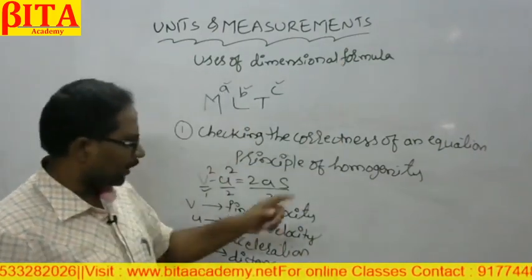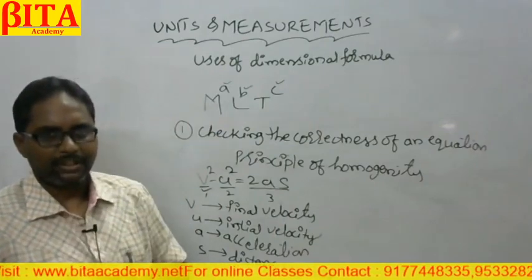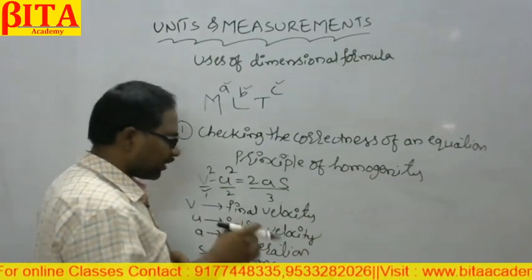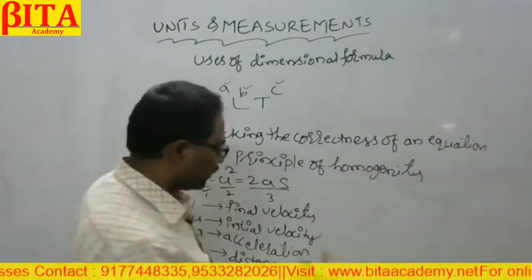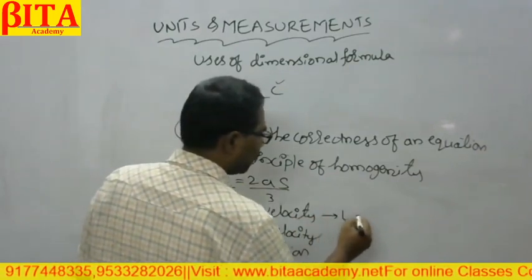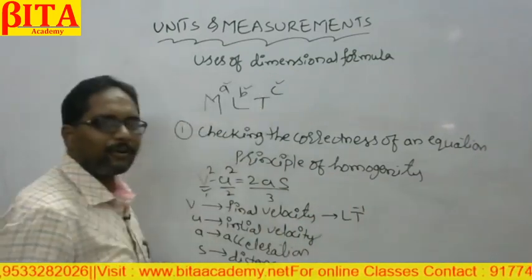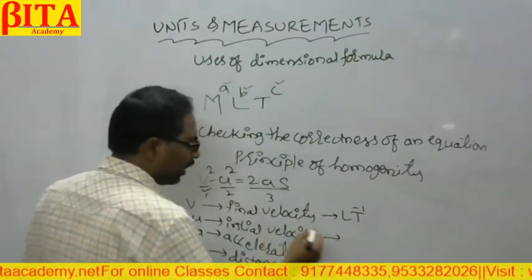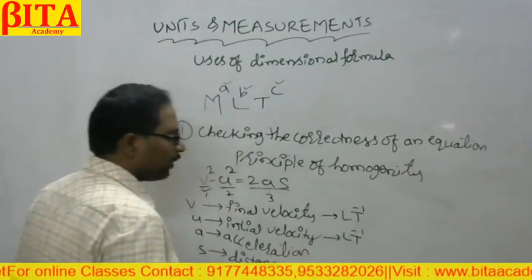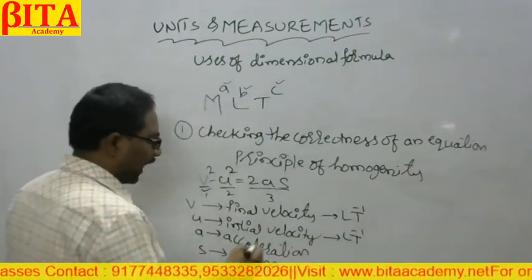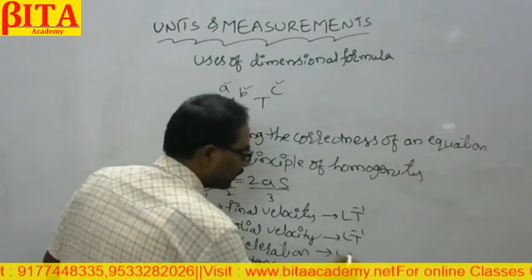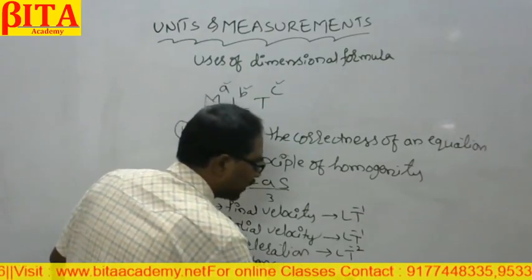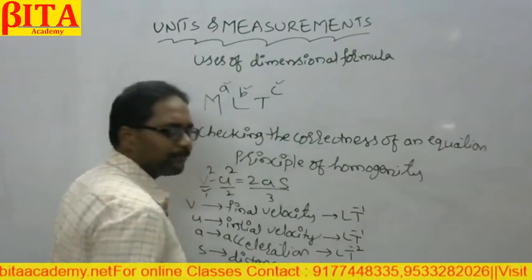Now final velocity and initial velocity seem to be the same, as one is final and the other is initial. As velocity is there, what is the dimensional formula of velocity? Very good. The dimensional formula of velocity is Lt power minus 1. Initial velocity is also a velocity, so its dimensional formula will also be Lt power minus 1. Acceleration has dimensional formula Lt power minus 2. And s, distance traveled, is L.